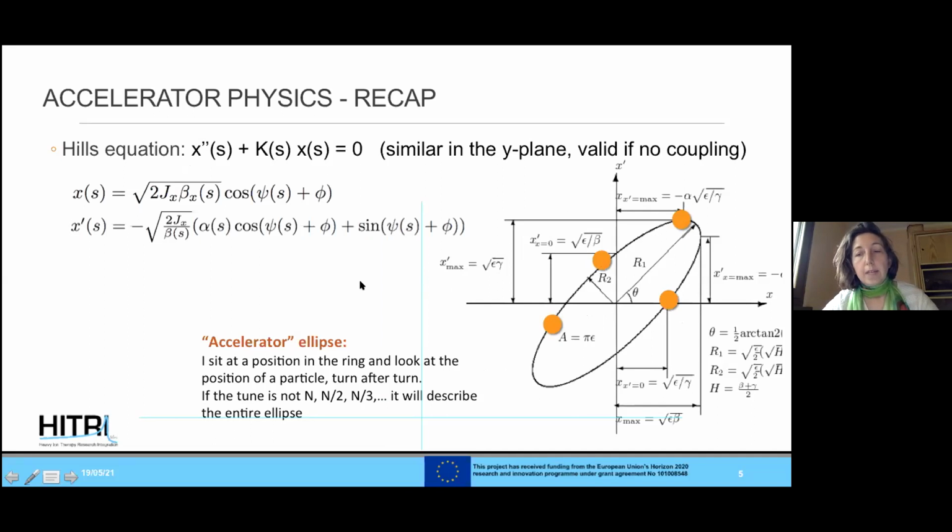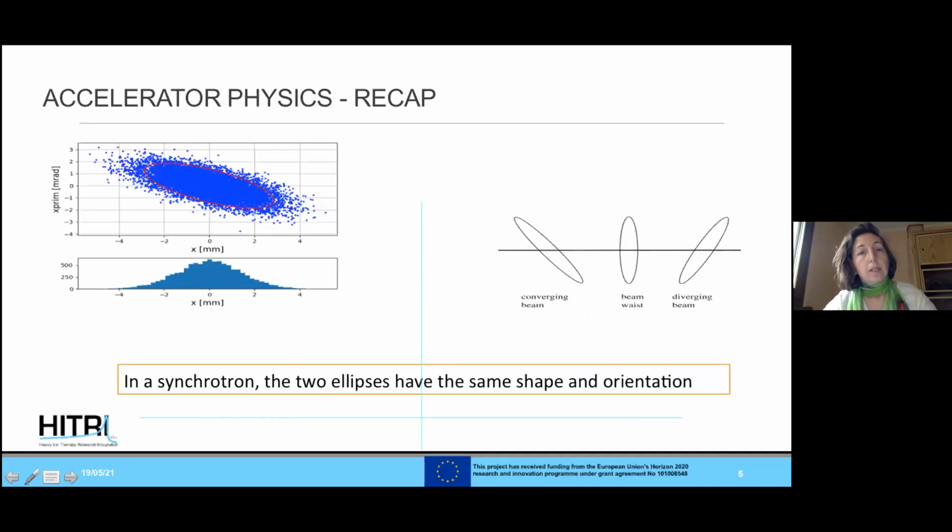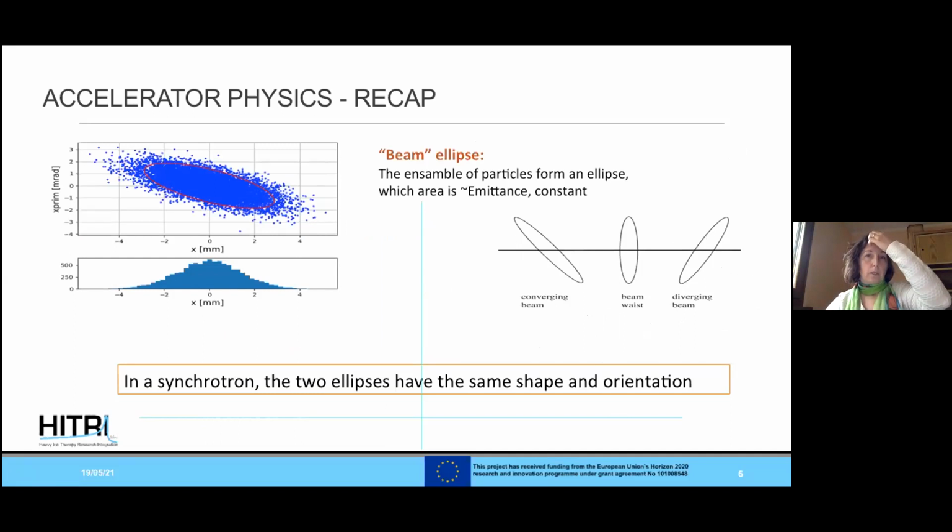Now, we also have another ellipse. This is the beam ellipse. This is the ensemble of particles which are also organized in an emittance. And what is important is that these two ellipses, the beam ellipse and the accelerator ellipse, in a synchrotron should have the same shape and orientation.